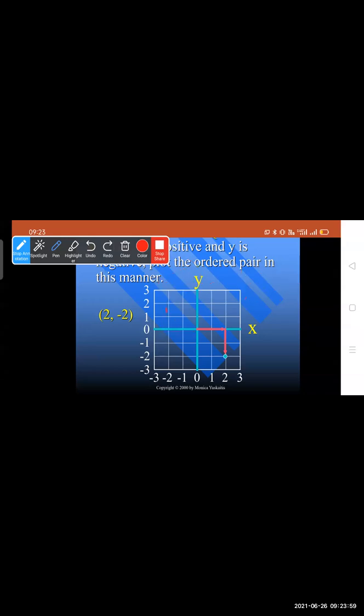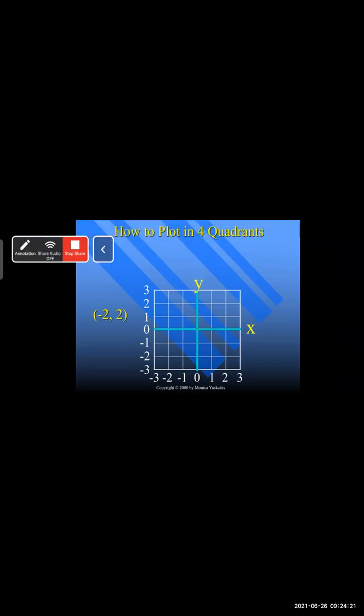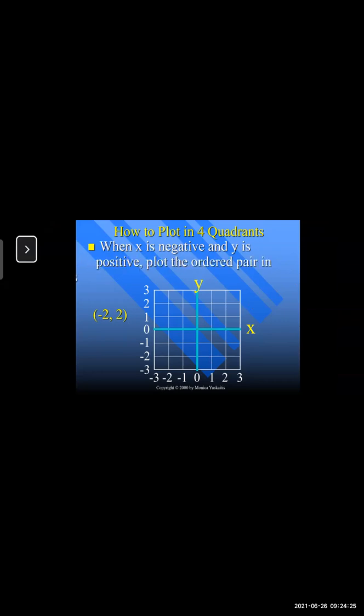Okay. And if we take another example, (-1, -2), both values are negative. So we move -1 here, then -2. -2 means downward. So here is the point (-1, -2). So in this way, you plot the coordinate. So how to plot in the coordinate plane? When x is positive, negative.